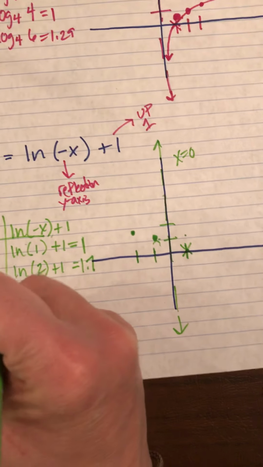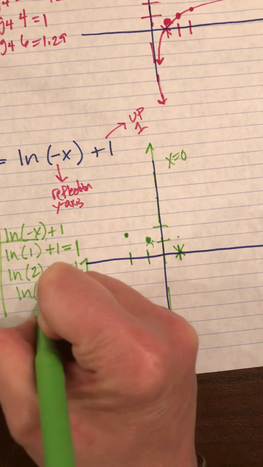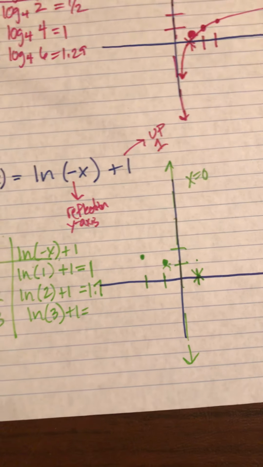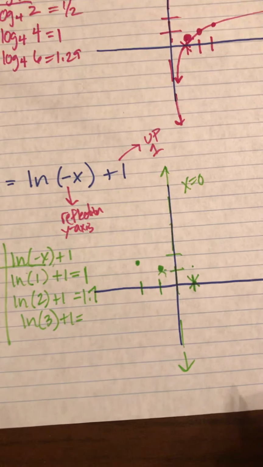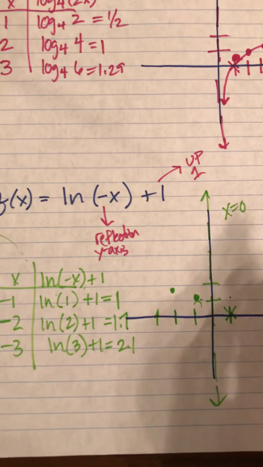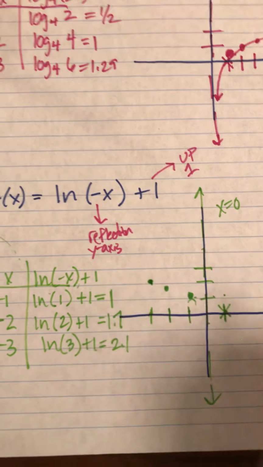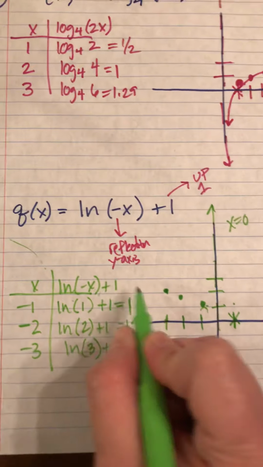One more point. Natural log, this would give me 3. Go to my calculator, and I get about 2.1. So when x is -3, I get about 2.1, which is, again, very small. Again, it looks almost linear.